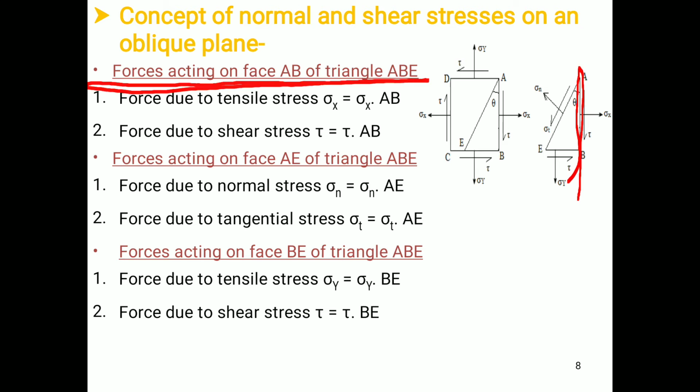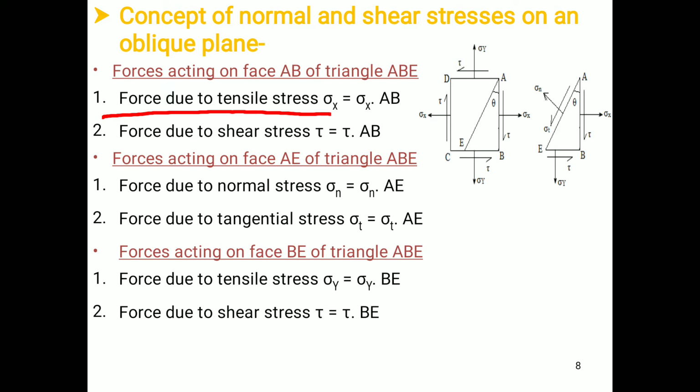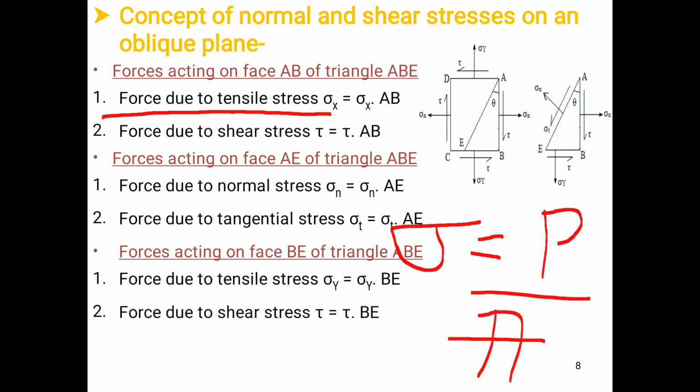So this is face AB, and for that particular face AB, we have to find out the value of forces which are acting. The first force for face AB is force due to the tensile stress sigma x. All of you know that stress is given by force upon area. So how to calculate the value of P? P is equal to sigma into A. In this manner we are going to find out each and every force, either in terms of normal stress or shear stress.